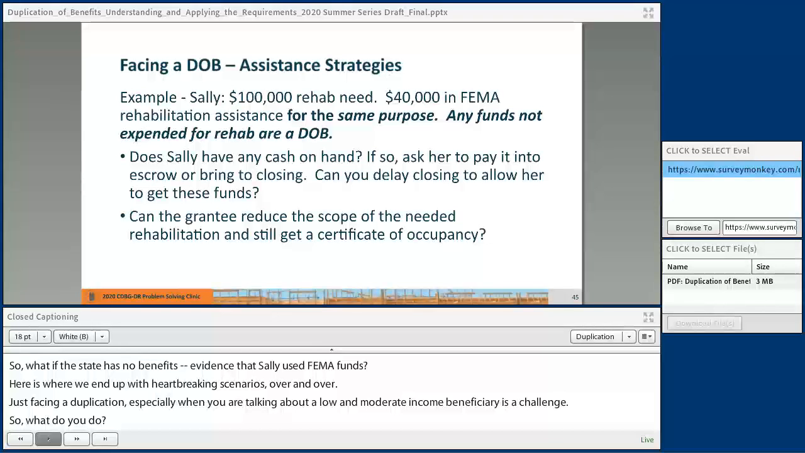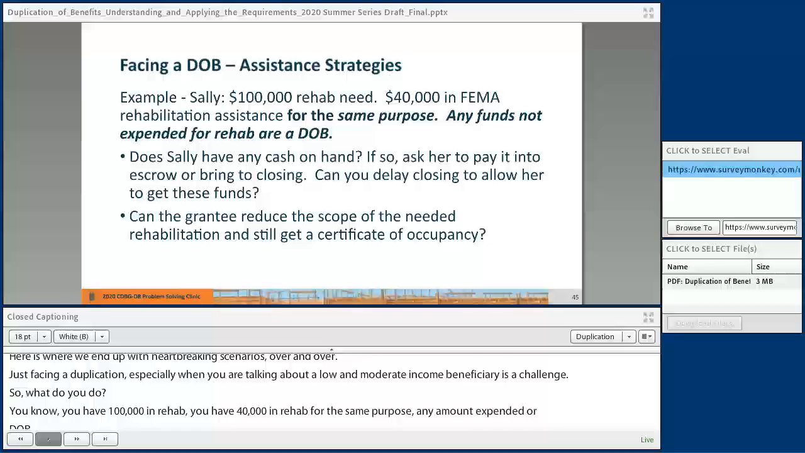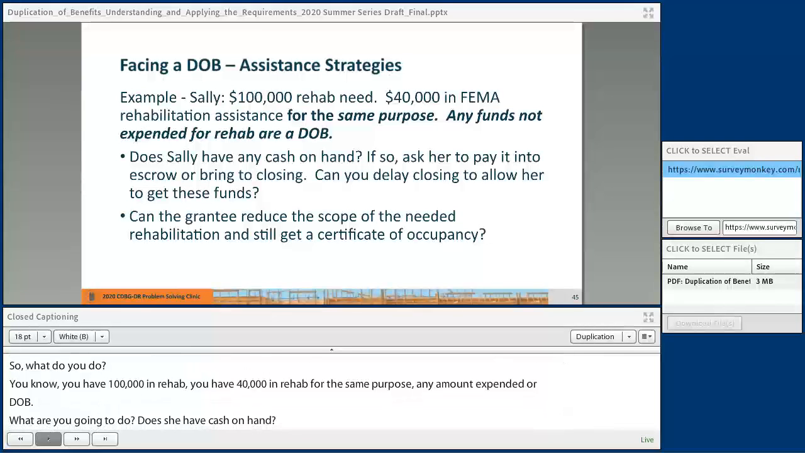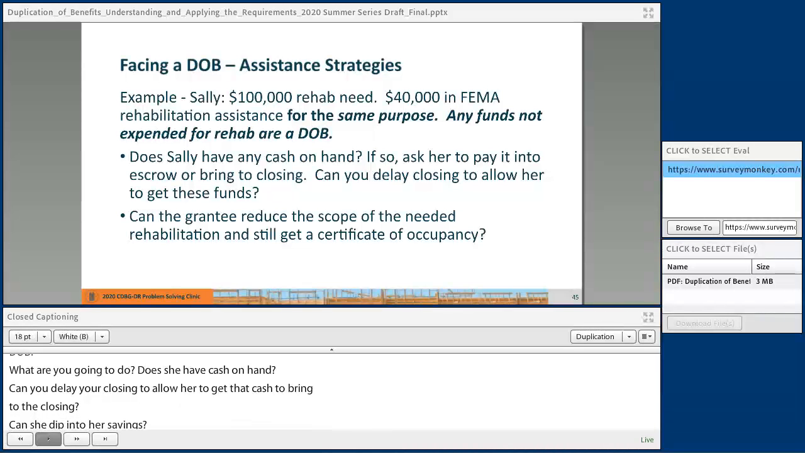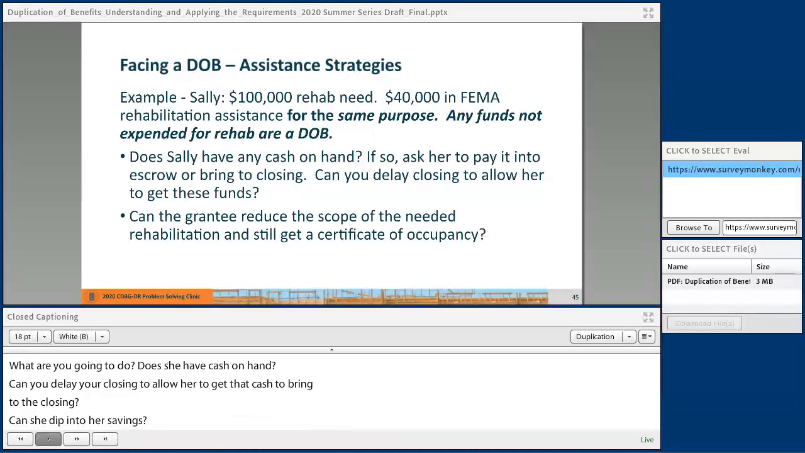First, you look to see, does Sally have cash on hand? Can you delay your closing to allow her to get that cash to bring to the closing? Can she dip into her savings? Can she bring some other source to cover the cost of that DOB? Great. Another way to look at this is to reduce the scope of a need.